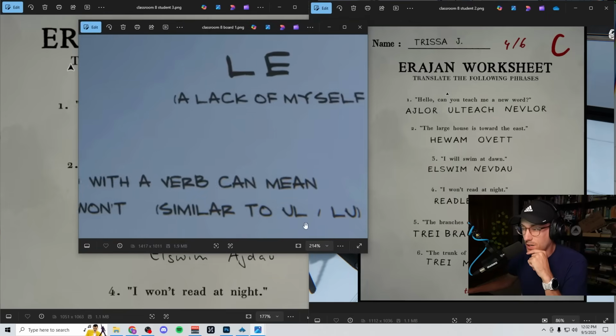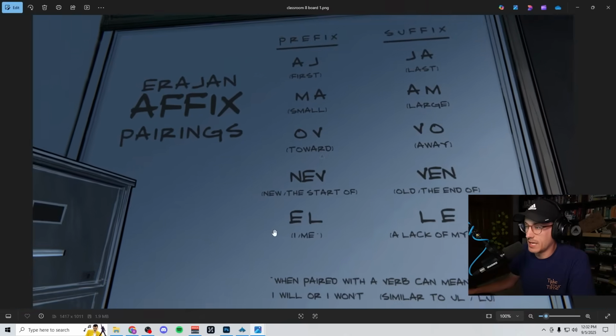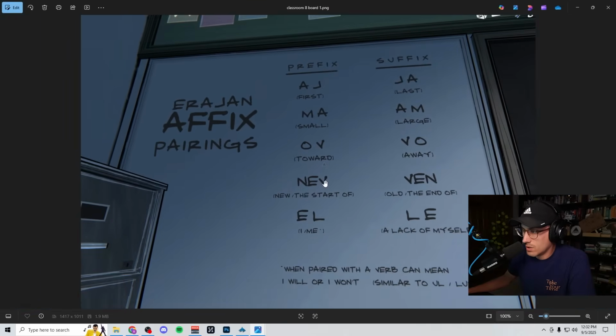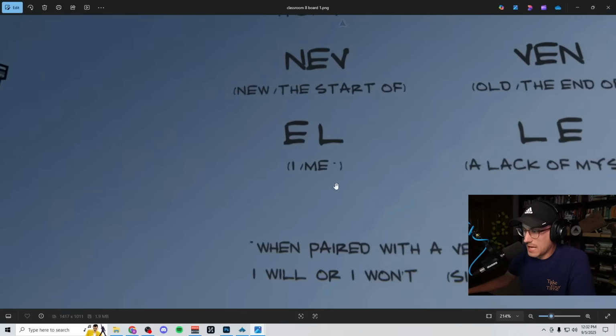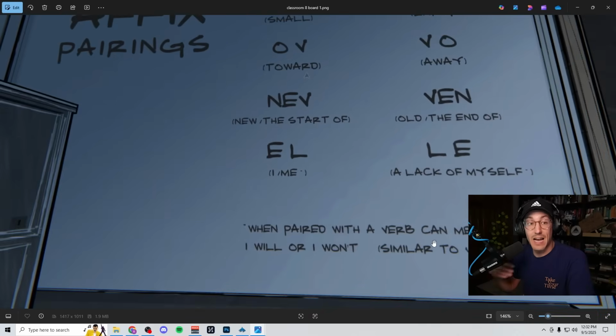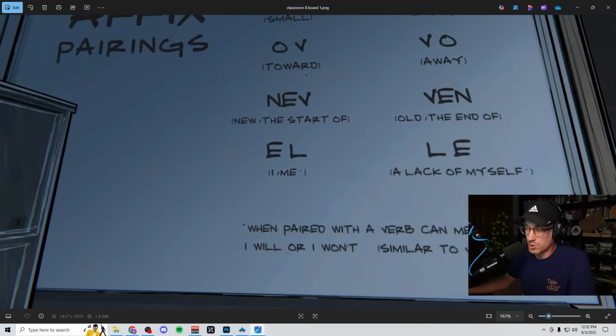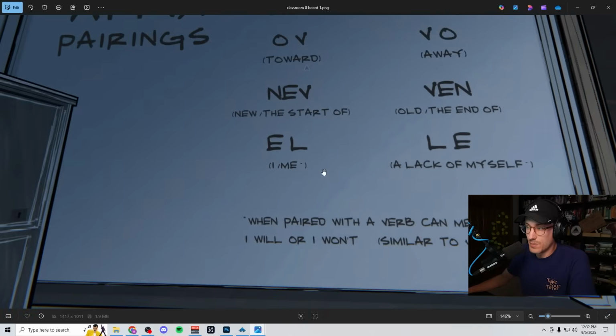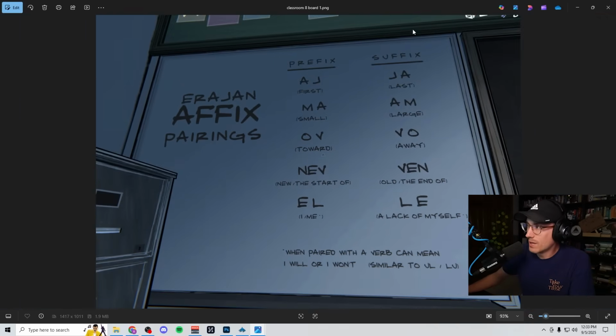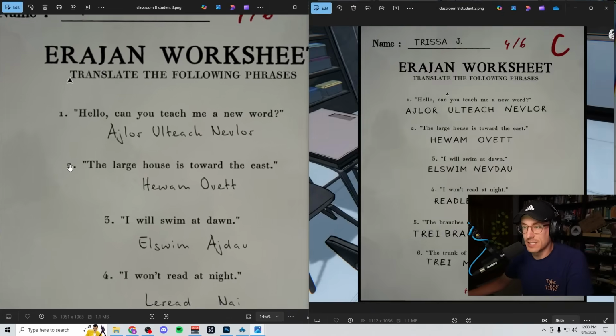Oh, we did not read this part of the bulletin board. Okay. So, L, when paired with a verb, can mean I will or I won't, similar to ul or lu, meaning, so this can mean I will, I won't, or will you, you will, you won't, or something like that. Will you or will you not? So ul must mean, so I think this one's correct.